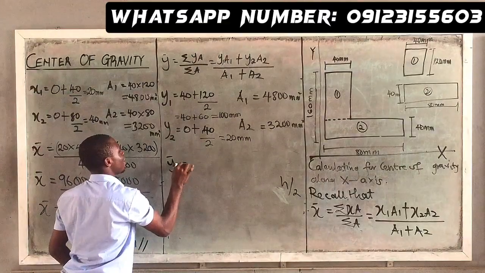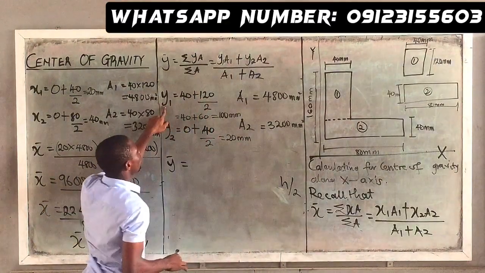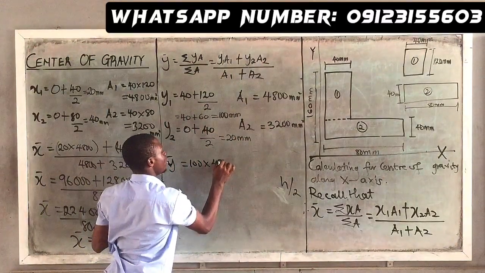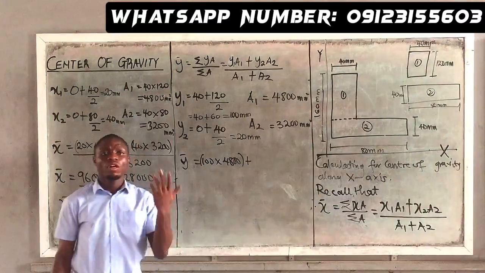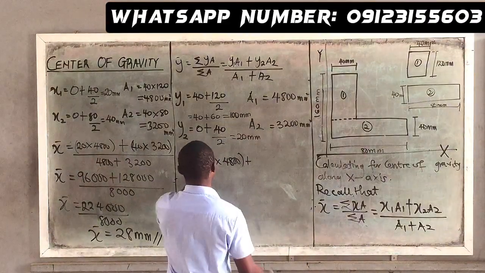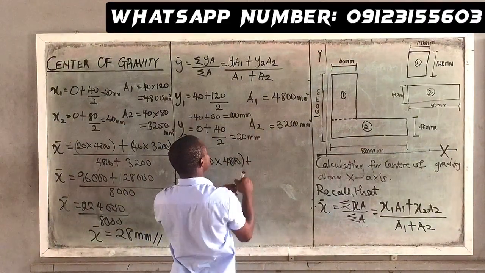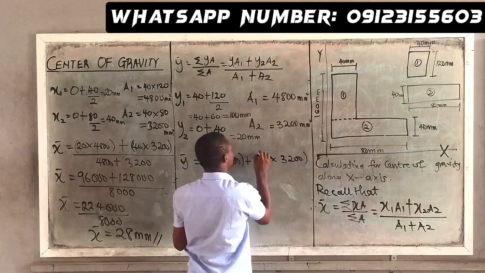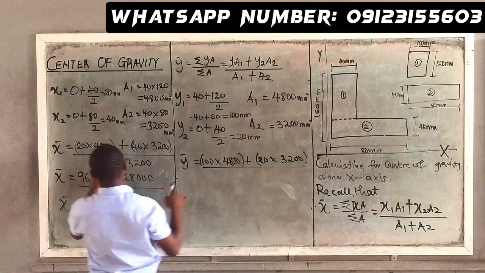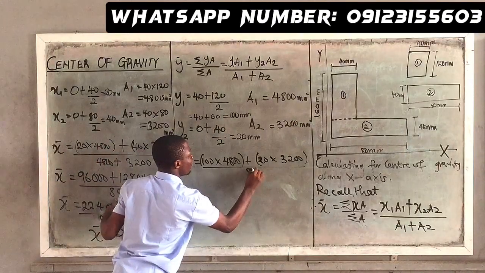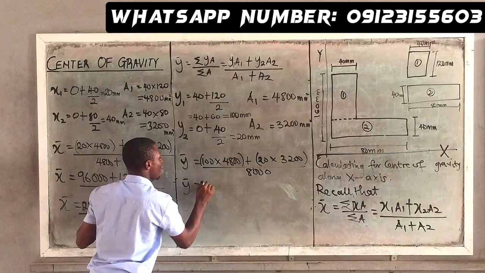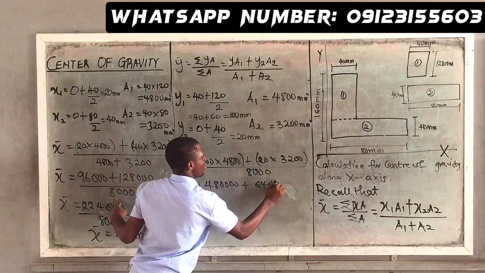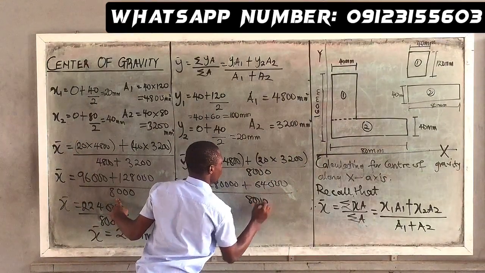Of course, let's get our center of gravity along the y-axis. So I'll have y bar is equal to y1 A1. What's y1? I have 100 times what's A1? That's 4,800. Alright, let's proceed here, please. From here now, I've got my y1 A1 plus y2 A2. y2 becomes 20 times A2, which is 3,200. Please help me count. All over A1 plus A2, which is 8,000. Please give the value.